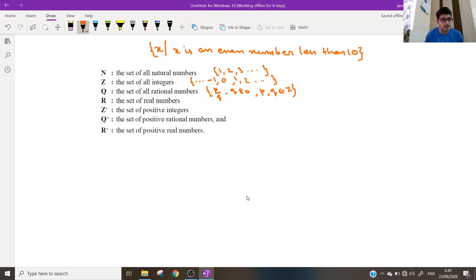Then Z plus is for the set of positive integers, Q plus is the set of positive rational numbers, and R plus is the set of positive real numbers. So these are the notations which we'll be using throughout for representing the different sets in the number system.